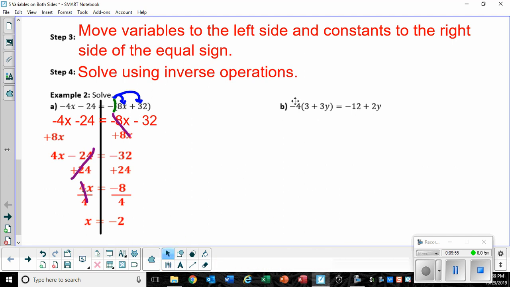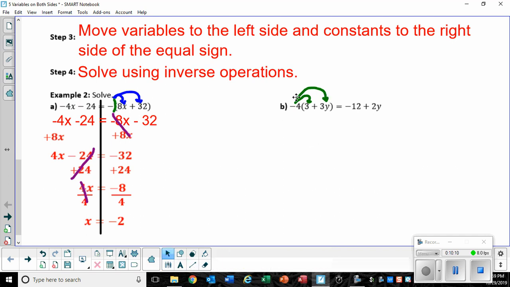On this one, I look on the left side first. Do I have anything to distribute? Yes, I do. I'm going to distribute the -4 to the 3 and to the 3y. And I'm going to go ahead and do that math.